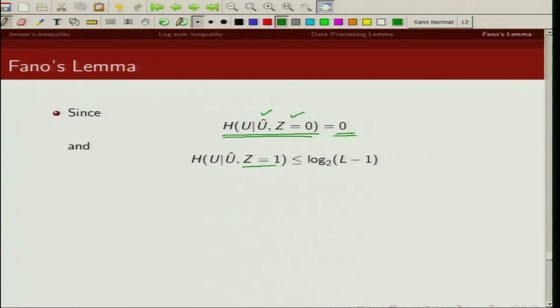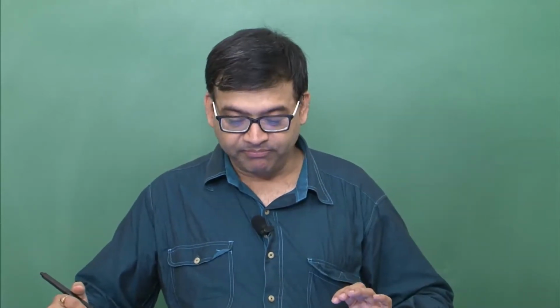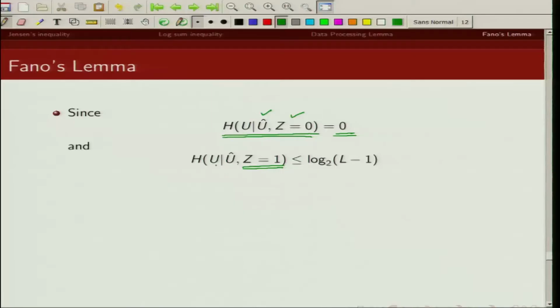What about when Z is 1? When Z is 1, this corresponds to the case when U is not the same as Û. That means an error has happened. So in this case you know that U is not equal to Û, but you do not know which of the remaining L minus 1 possibilities. Okay. So you know that U can take any value except Û when Z is 1.